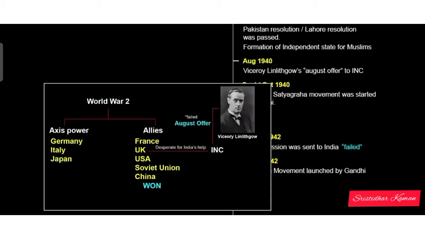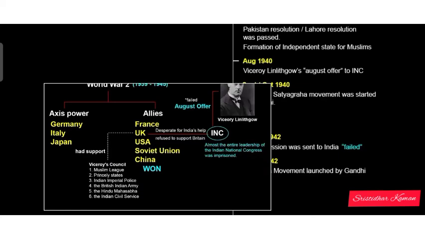So this time, during World War II, the Congress leaders did not repeat the same mistake. They refused to support Britain. Instead, the Quit India movement was launched. However, almost the entire leadership of the Indian National Congress was imprisoned without trial within hours of Gandhi's speech. Most of them spent the rest of the war in prison and out of contact with the masses. The British had the support of the Viceroy's Council, which had a majority of Indians, like the All India Muslim League, the Princely States, the Indian Imperial Police, the British Indian Army, the Hindu Mahasabha and the Indian Civil Service.